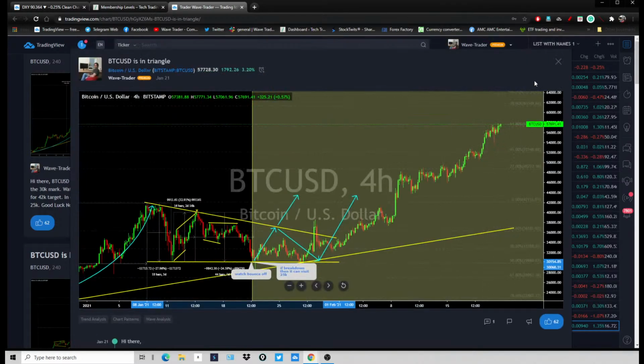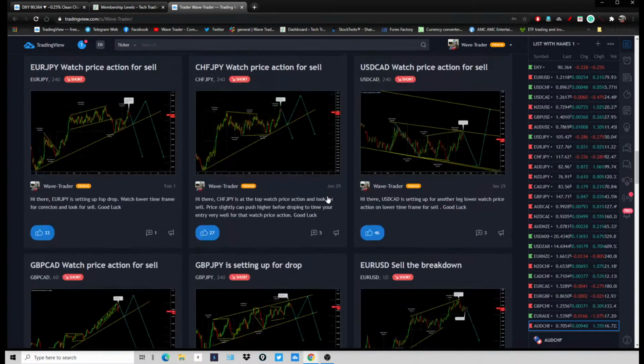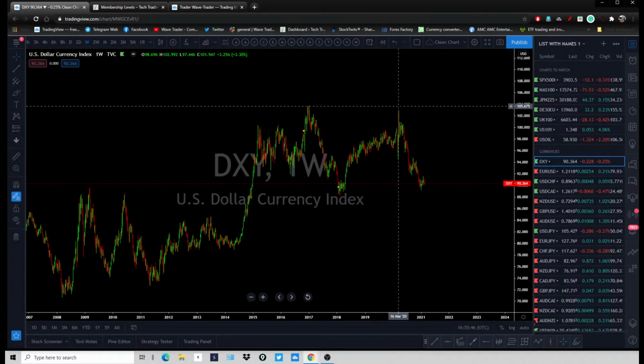Volatility is so strong on it, and it still can keep pushing higher. There is no sign at all of a sell off on Bitcoin yet. So let's move on to the setups for next week.